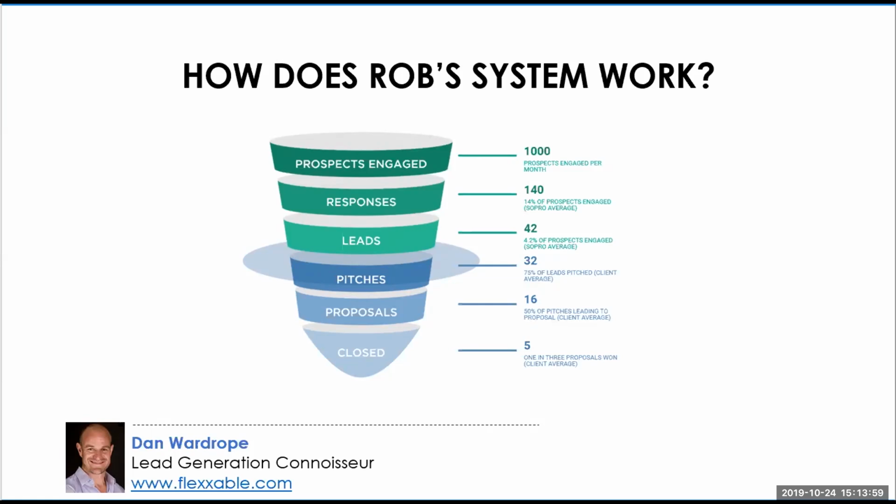That's typically industry averages of, we're going to pitch 75% of those clients. Half of those are going to get a proposal out, and then 1 in 3 of those proposals are going to close. So really, if you're sending out 1,000 first prospect emails every single month, you should be sitting there closing 5 deals a month like clockwork.